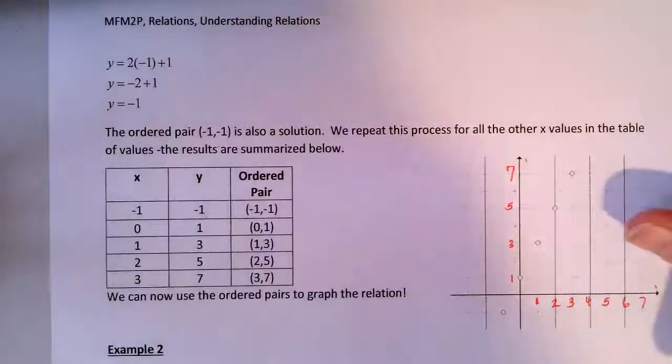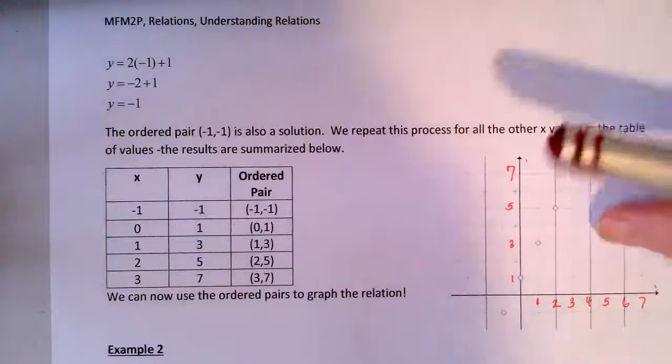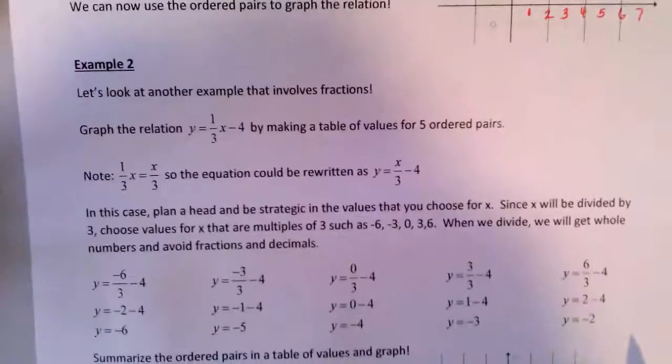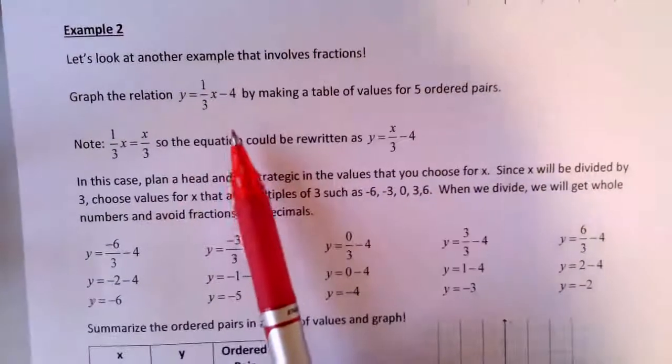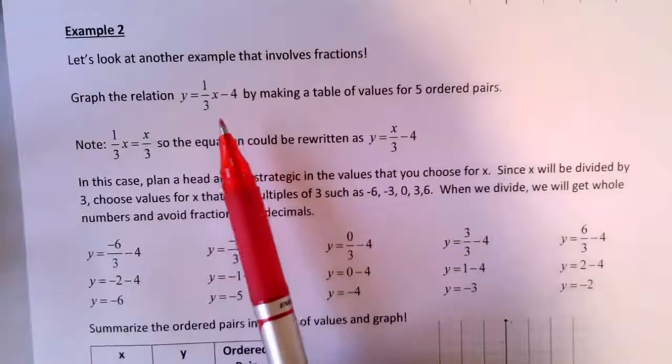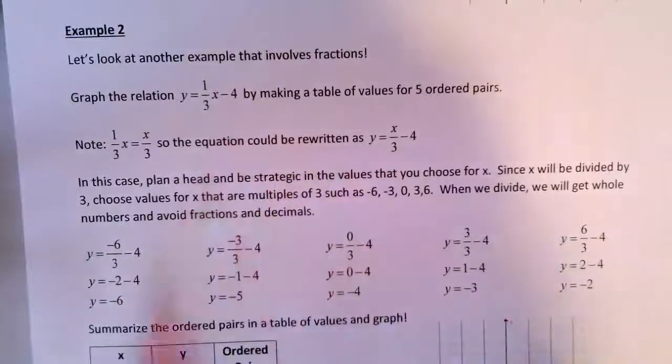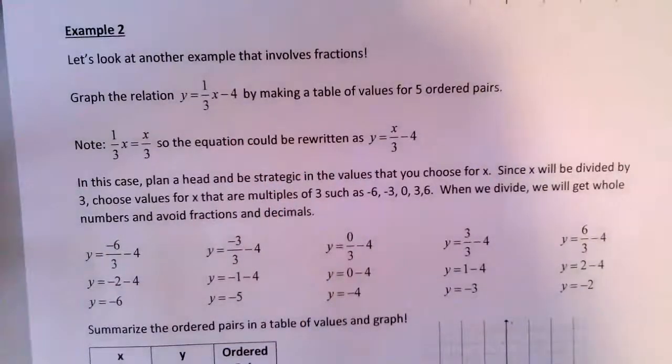Now we're going to look at a second example, but this time I want to look at fractions. Okay, so in our next example, we're going to be graphing the relation y equals 1/3 x minus 4. And to do that, we're going to make a table of values so that we come up with 5 ordered pairs that make this equation true.